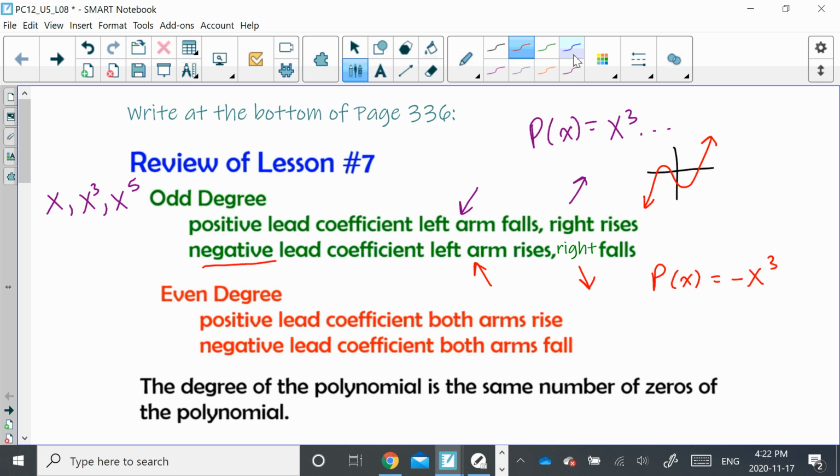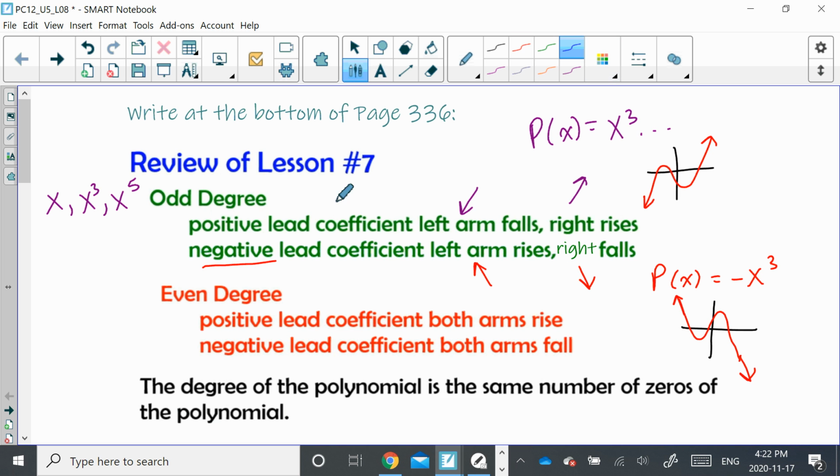So what this graph would look like, anytime we have an odd degree, negative leading coefficient, the left arm must rise and the right arm must fall. So our graph would look maybe something like this. Okay, so this would be an odd degree, negative lead coefficient. This is the end behavior of the arms. You just have to know these end behaviors.